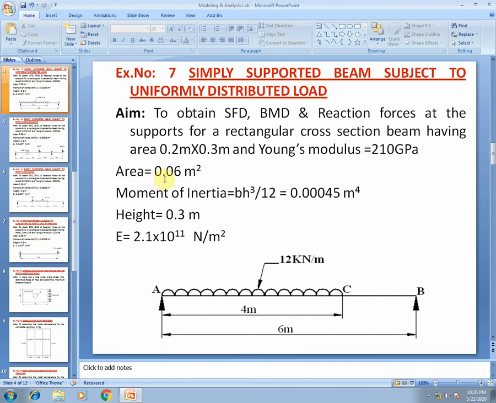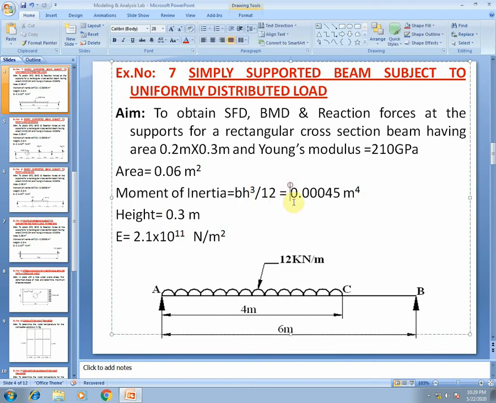We have to calculate the area for this rectangular beam: 0.06 meter square. The moment of inertia formula is b h cubed divided by 12, and we get the answer. The height of the beam is already mentioned here as 0.3 meter. Young's modulus is given as 2.1 times 10 raised to 11 Newton per meter square; we have to convert the gigapascal to Newton per meter square.